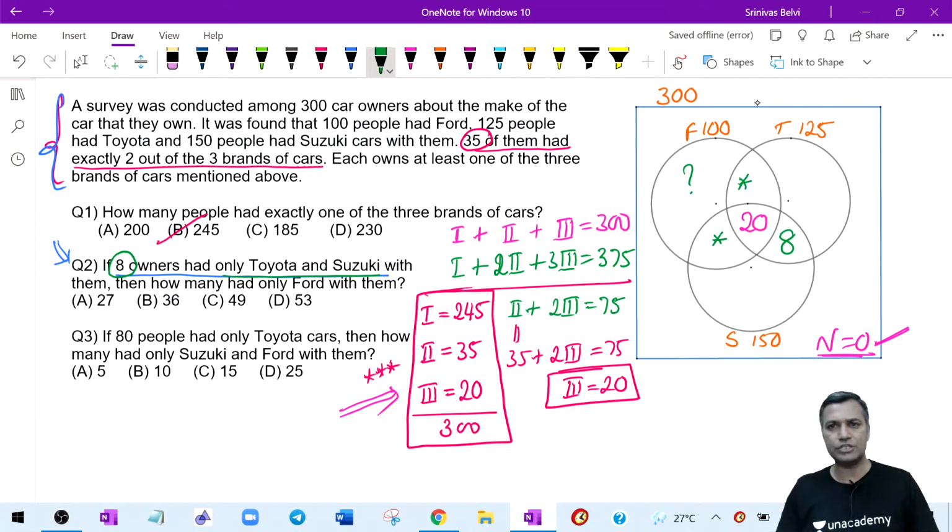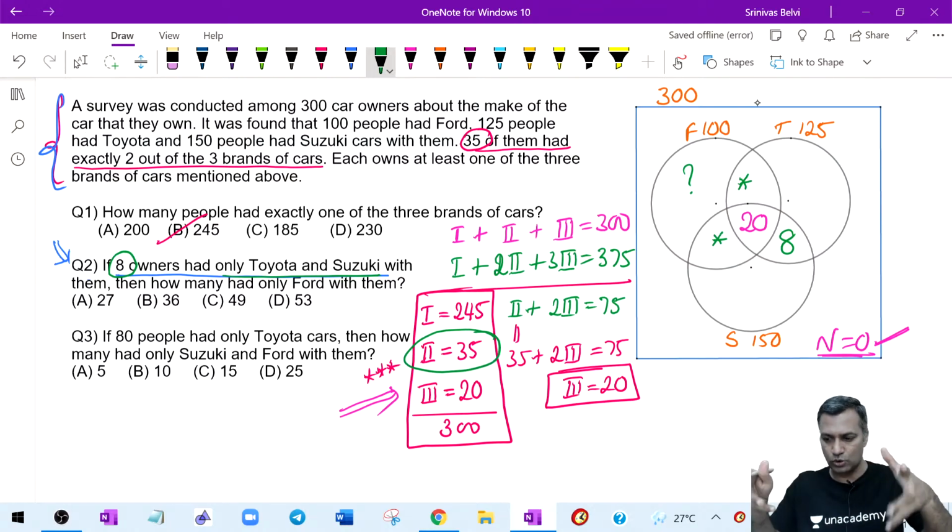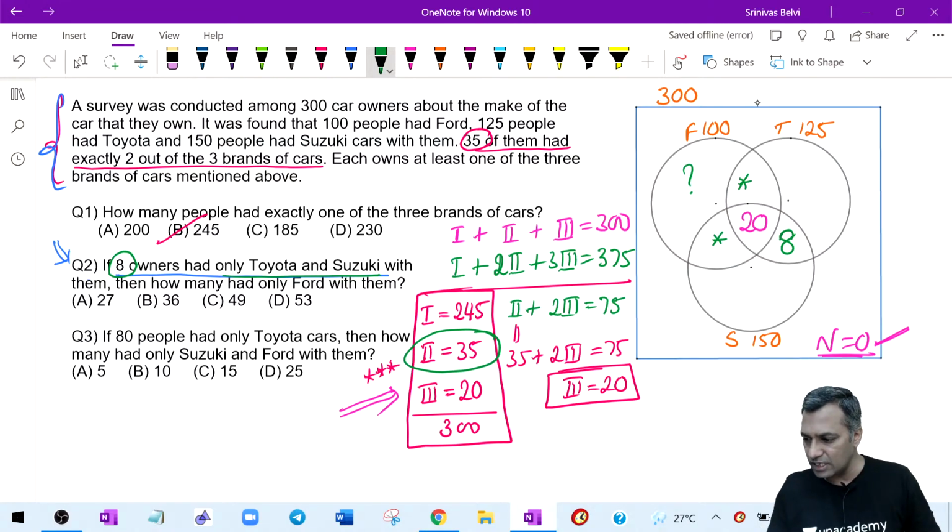I can tell the value of these two stars. Hey, how do you know the value of these two stars? Go to the region nuts and bolts. Check with your nuts and bolts. Region 2 is 35. Out of 35, 8 is there.